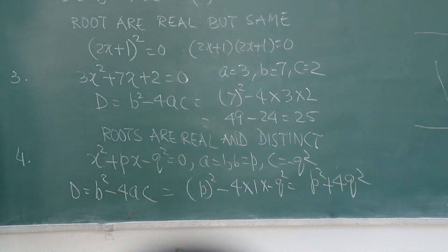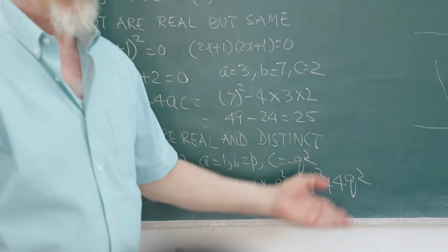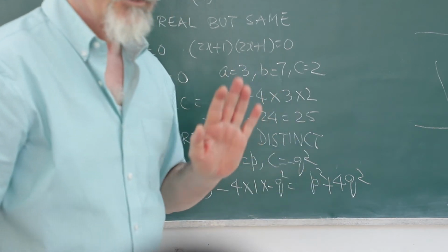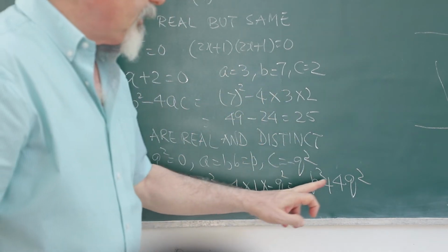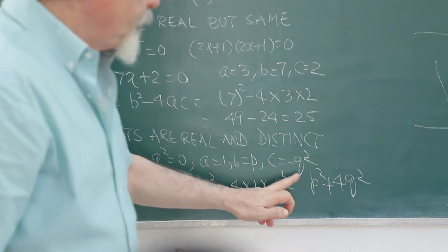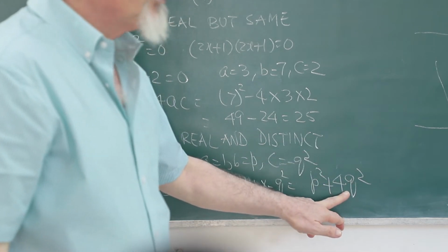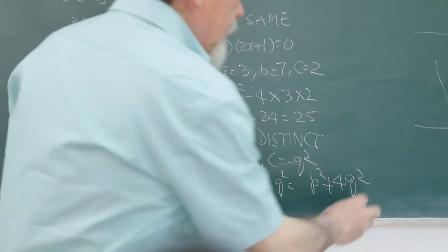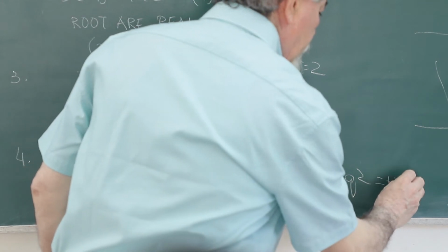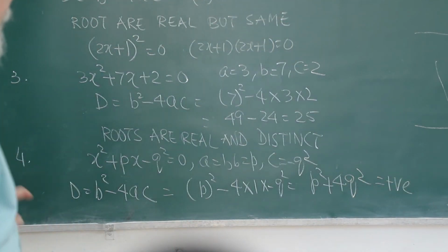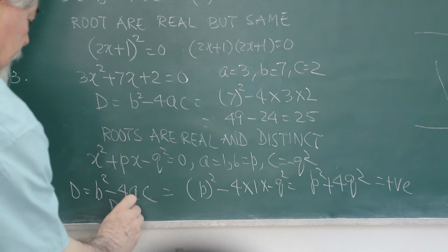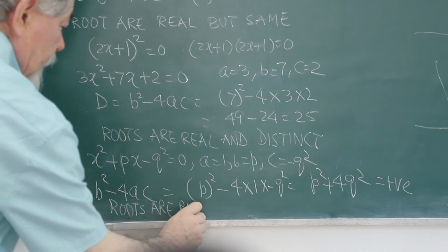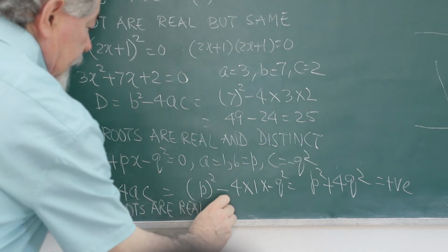Now you will say, how will we decide whether it is negative or positive? It is not equal to 0, that is for certain. It's not negative, that is also certain, because a square of any term cannot be negative. So P square is positive. Q square is also positive because a square term can never be negative. So it is positive. The roots are real and distinct.